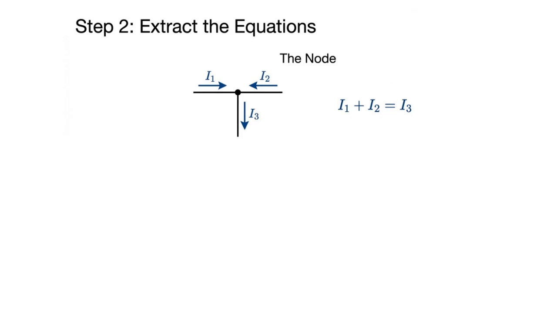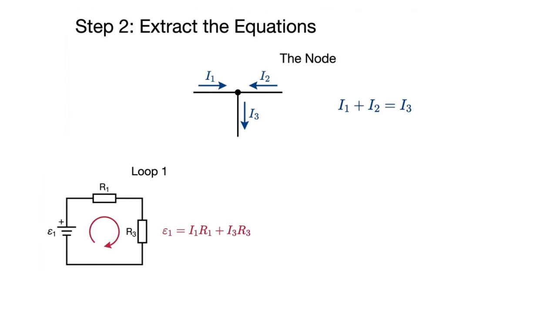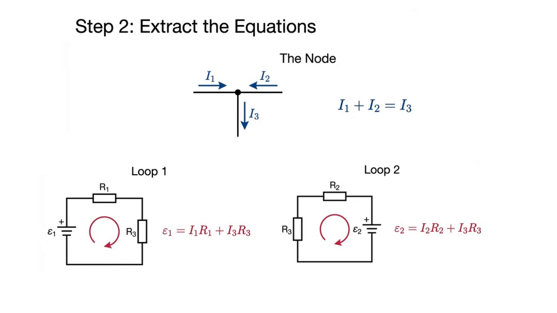According to the principle of conservation of charge, the total current entering the node must equal the current leaving it, so we write the equation I1 plus I2 equals I3. Then, for the loop that includes the voltage source and resistors, we use Kirchhoff's voltage law, which states the total voltage around a closed loop is 0. This gives us the equation where the voltage from the source equals the sum of the voltage drops across resistors R1 and R3, expressed as epsilon 1 equals I1 times R1 plus I3 times R3.